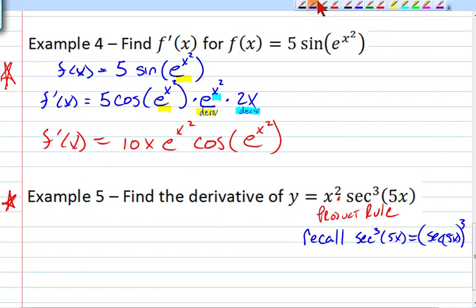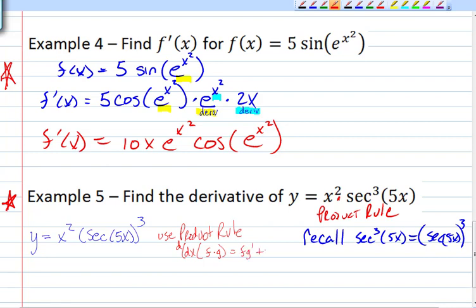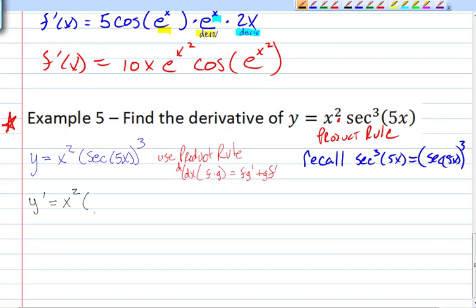So what we're going to do is rewrite this function as y equals x squared times secant of 5x quantity cubed. Now when we take the derivative, we're going to use the product rule. And I'm assuming you remember the product rule. The derivative with respect to x of a product is first times the derivative of the second plus the second times the derivative of the first.